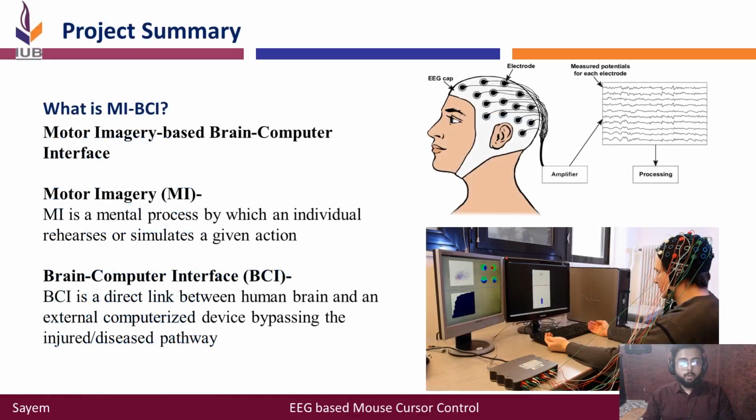EEG based mouse cursor control using motor imagery based brain computer interface. An MI BCI is a motor imagery based brain computer interface, where MI is a mental execution of the affected body part without actually performing the movement, and BCI is an intentional interface that allows a user to control the computer or external devices using brain activity.